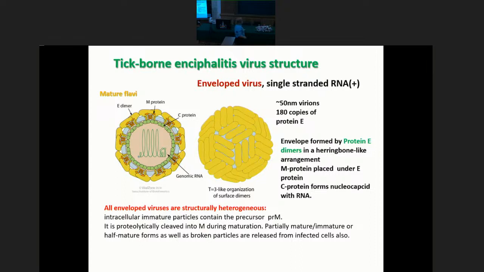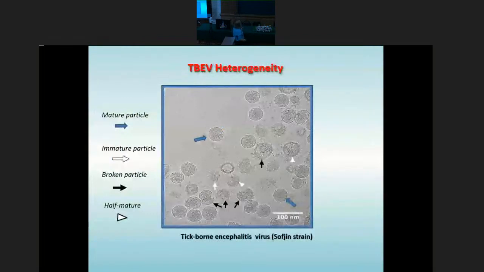All enveloped viruses are structurally heterogeneous, and you will always have in your sample different forms: mature form, immature form, broken particles, half mature, and so on. So, this is an illustration of this heterogeneity. This is a cryo image of tick-borne encephalitis virus Sofjin strain. And you can clearly see the different types of particles. This is a mature particle, this is immature, a broken one, and this also a broken one, and this half mature.